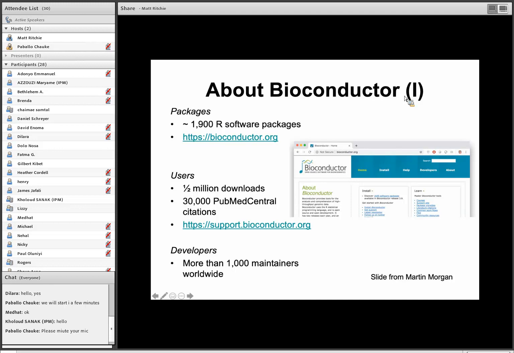So Bioconductor has lots of users. It's downloaded heavily and has lots of citations. And I guess that's really testament to the many diverse and useful analyses that you can make using this great ecosystem of tools for analyzing biological data. And there's more than 1,000 developers worldwide who develop new software packages that they then distribute for others to make use of, to share that expertise with others.